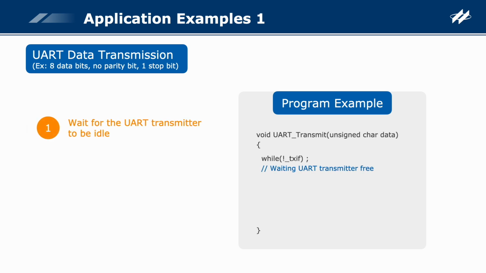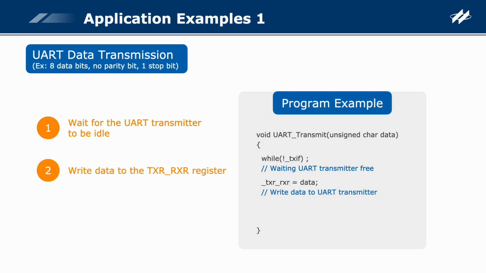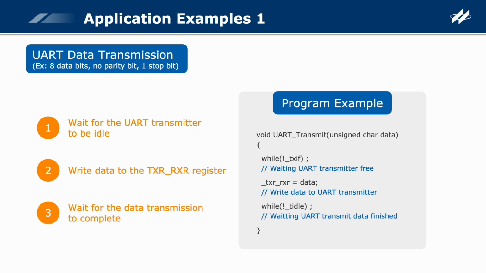We need to first wait for the UART transmitter to be idle. This is to ensure the previous data transmission has completed, so as to avoid data conflict and error. Then write the data to be transmitted to the TXR/RXR register. Finally, we need to wait for data transmission to complete.